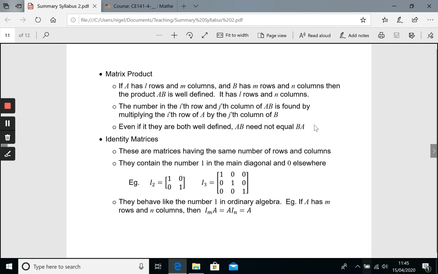If they're both well defined, then the product AB need not equal BA. For example, if L is equal to N, then the product BA is well defined, but it doesn't necessarily even have the same dimensions as AB, so certainly wouldn't necessarily be equal to AB. So this is one of the features of matrices that distinguish them from ordinary numbers. Multiplication is not commutative. AB is not necessarily equal to BA.